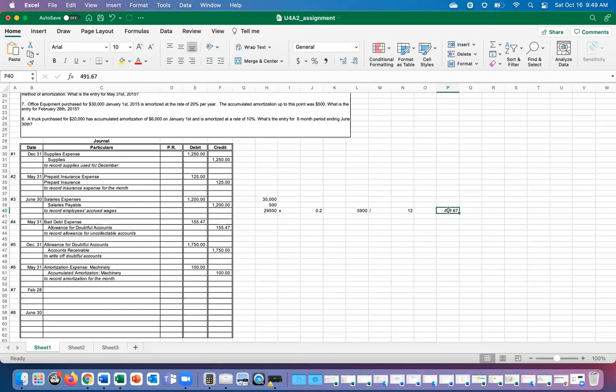February. And so now our journal entry is very similar, if not identical, to the one that we did for number 6. The only thing that changes is the name of the expense account and accumulated amortization account, because in number 6, we were talking about machinery, but in 7, we're talking about office equipment. So our debit is going to be amortization expense, office equipment.